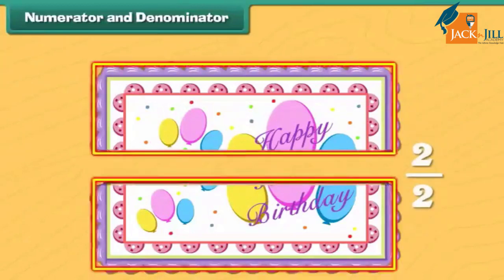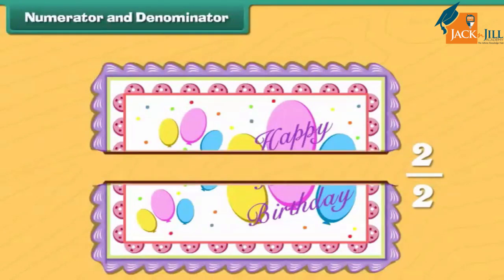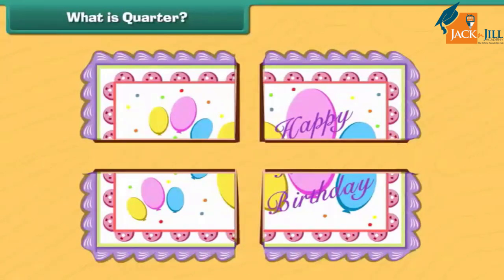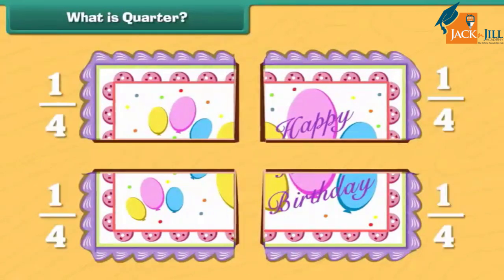And these are 2 halves of the cake. So, 2 divided by 2 is 1, that is, 1 whole cake. Now let us cut the cake in 4 equal pieces. Each piece represents 1/4 of the whole cake. So, the fraction is 1/4. It is also called quarter.